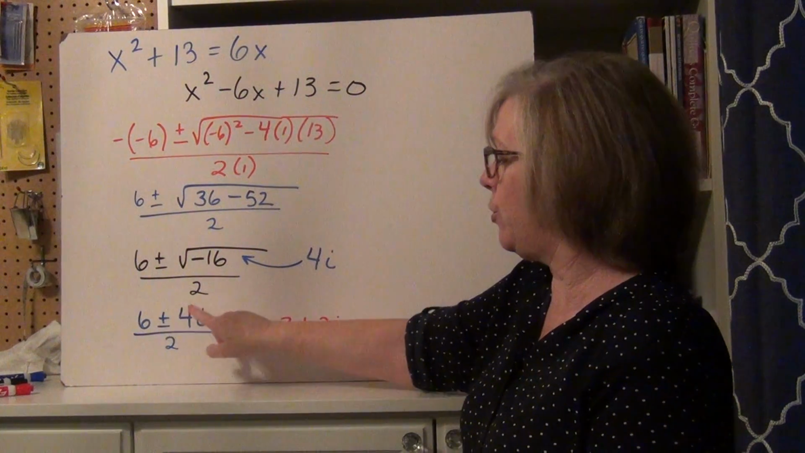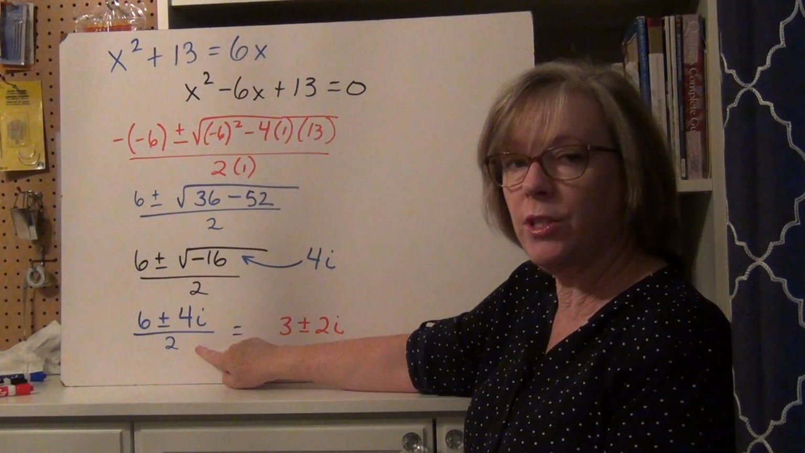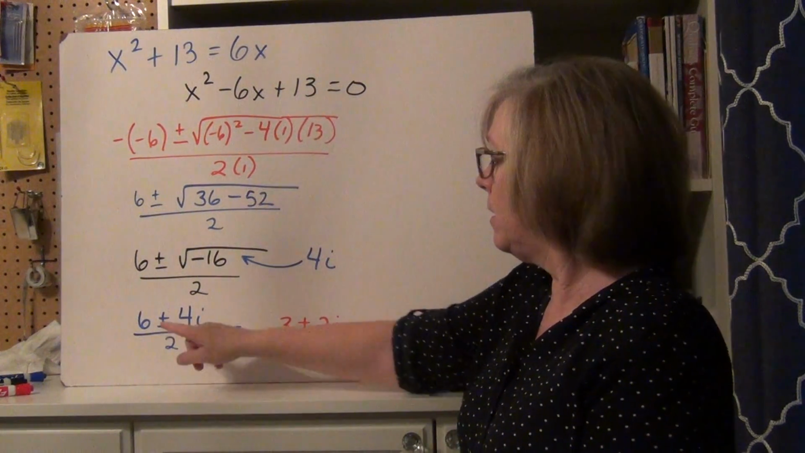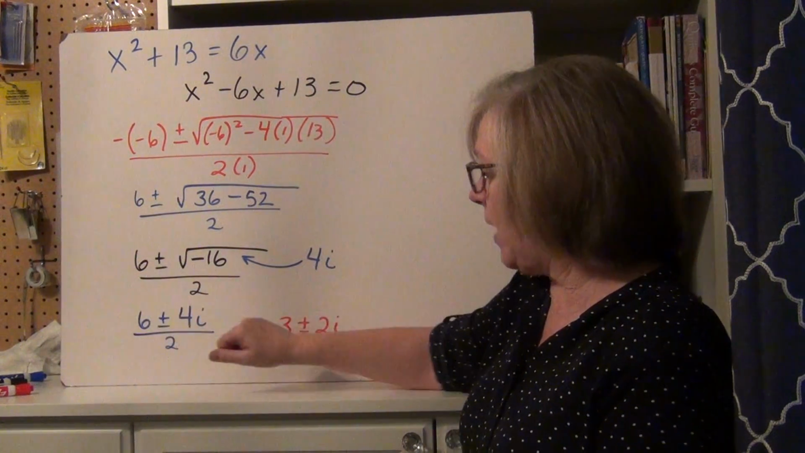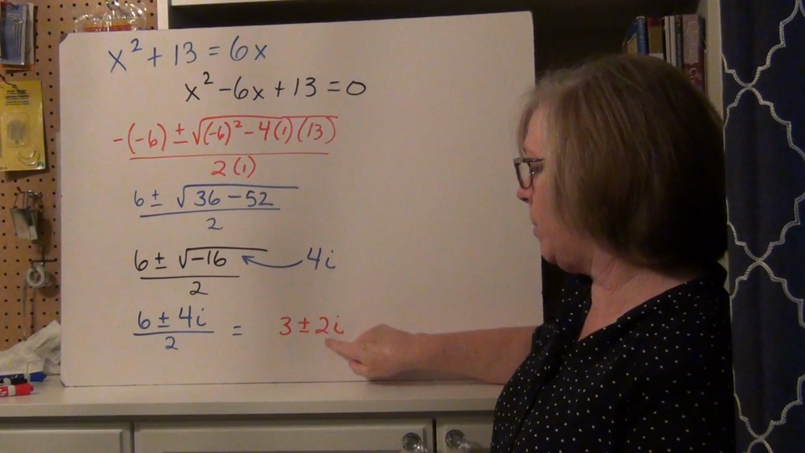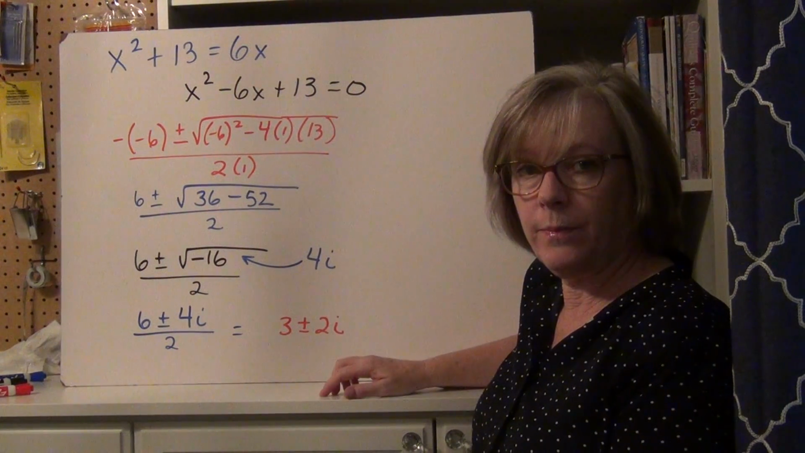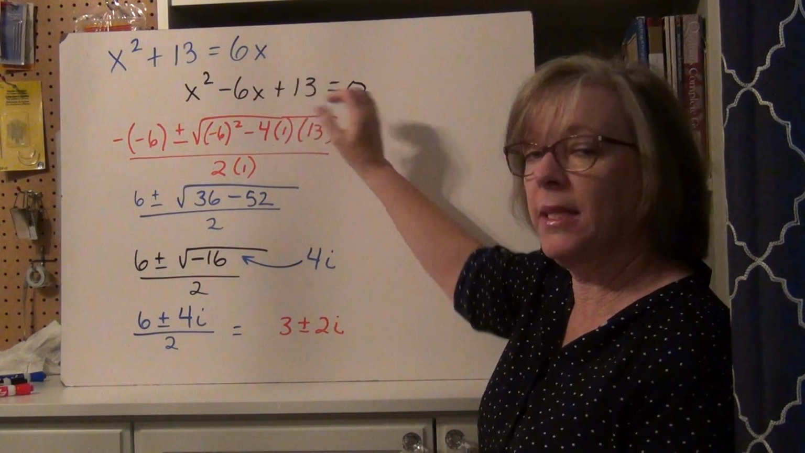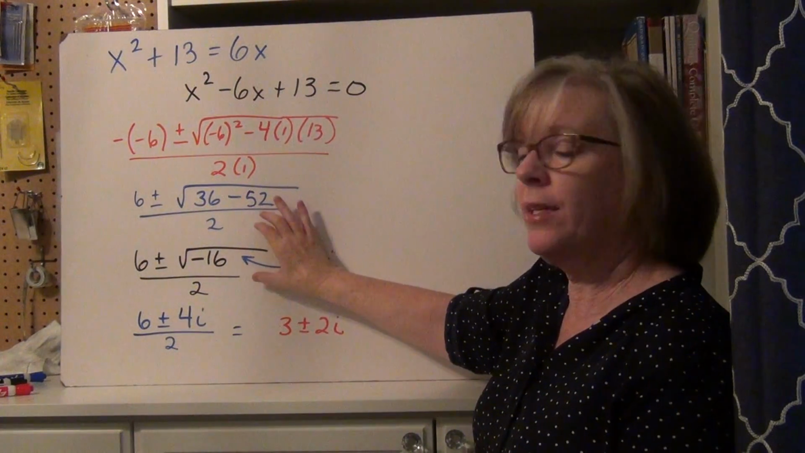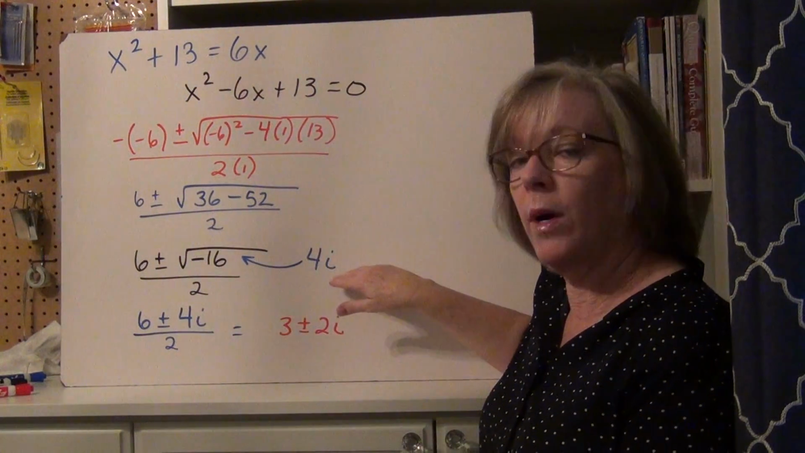Now here's a scenario. Do you notice something about every single one of these coefficients? Every one of them is divisible by 2. So I divide them all by 2 and I get 3 plus or minus 2i. Okay? So we're using the quadratic formula exactly the same, but when we get down here with that negative sign, we're doing this one extra step.